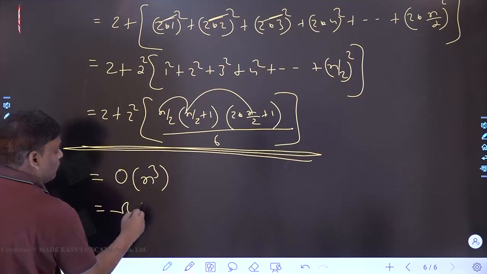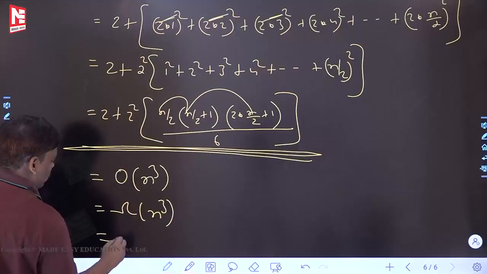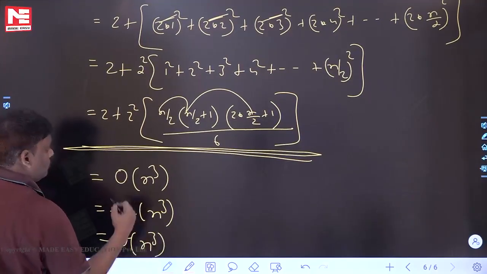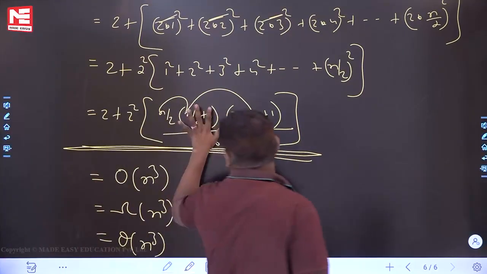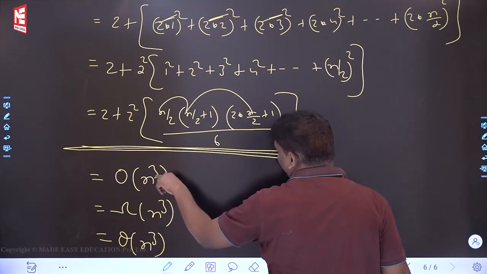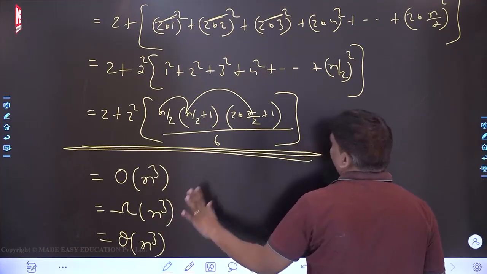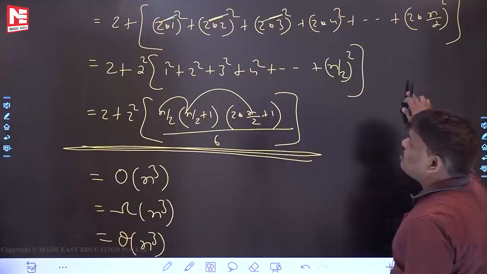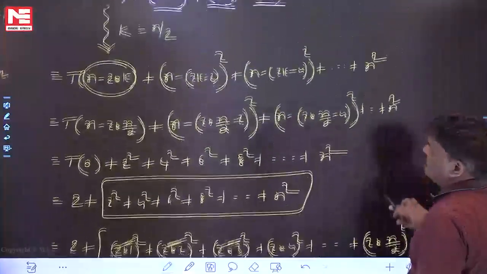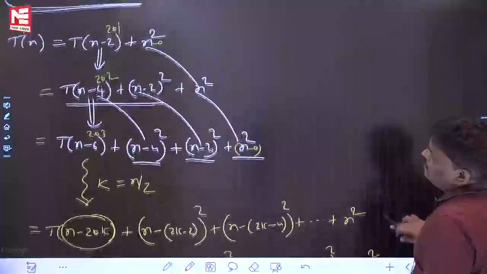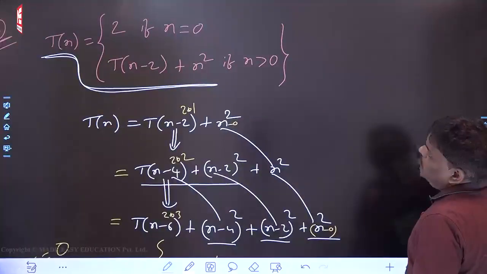You can write omega of n cube also, theta also you can write. So this is the actual answer. Upper bound is n cube, lower bound is n cube, theta of n cube. This problem is the same as the previous problem, the only thing is the series is changed. All will be similar. This is example number 5.